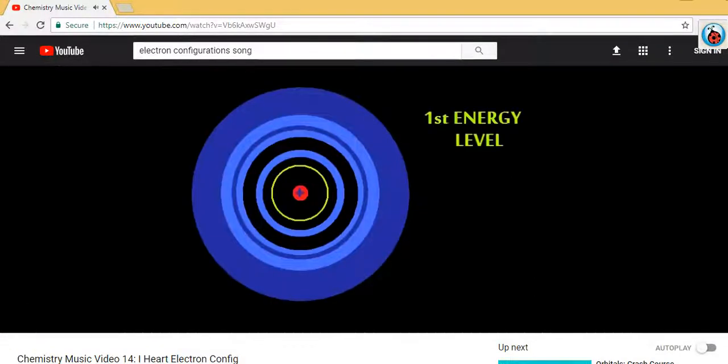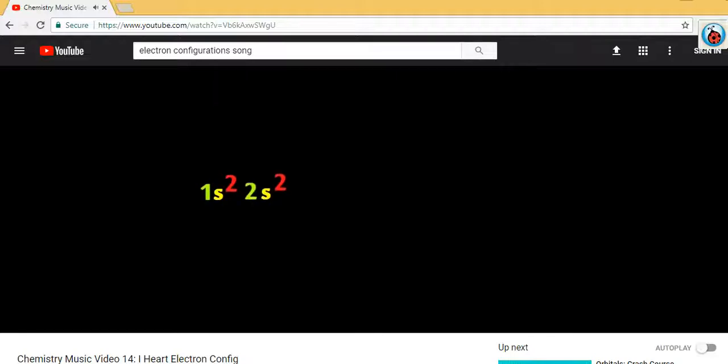First energy level is really small. It hardly has room for electrons at all. An S sublevel is all there is, 2 electrons that constantly whiz. 1s2, 2s2, 2p6, 3s2, 3p6, 4s2, 3d10.